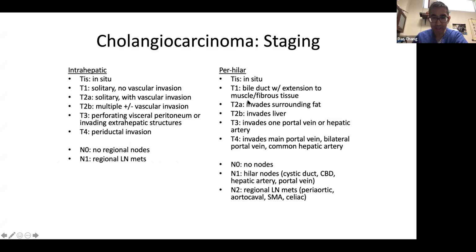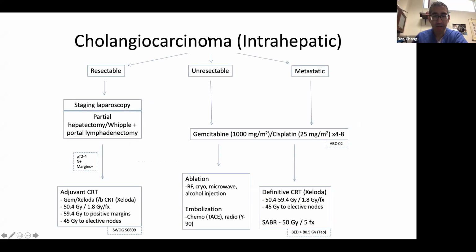Here's the T stage and N stage. You can memorize that on your own. And as far as how we manage them, it's kind of like pancreas cancer. If you can resect it, you resect it, and you might give adjuvant therapy.